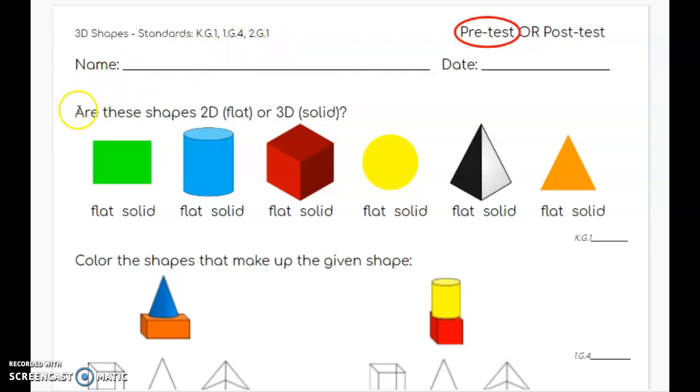The first section says, are these shapes 2D, flat, or 3D, solid? So I have 6 shapes here. I have 2 choices, flat or solid, under each shape. You're going to choose one of those that matches each of those shapes. So here I have a rectangle. Is that rectangle flat or solid?